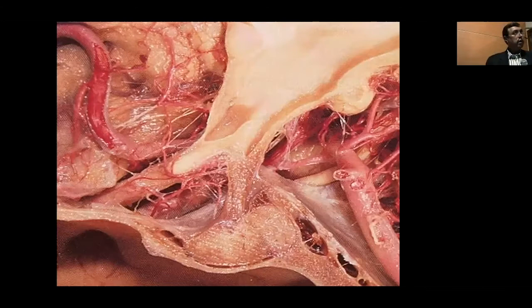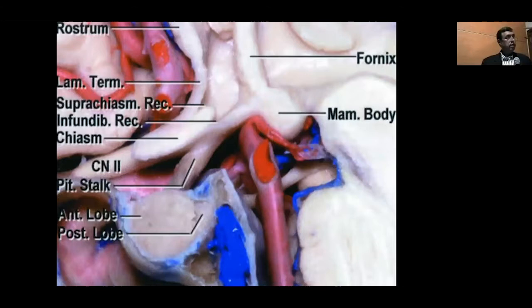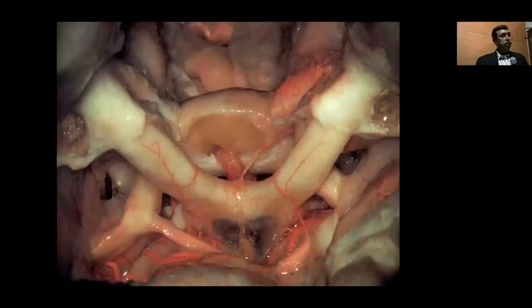And this is just some of the anatomy that one has to remember. So pituitary, the stalk, the nerve, the chiasm is here. This is the chiasmatic recess. This anatomy has to be mastered if you want to treat patients with these lesions. Stalk, the nerve, the chiasm. So the lesion has been sitting here, sitting in the lap of the optic chiasm. So optic nerve, and stalk going to the chiasm.